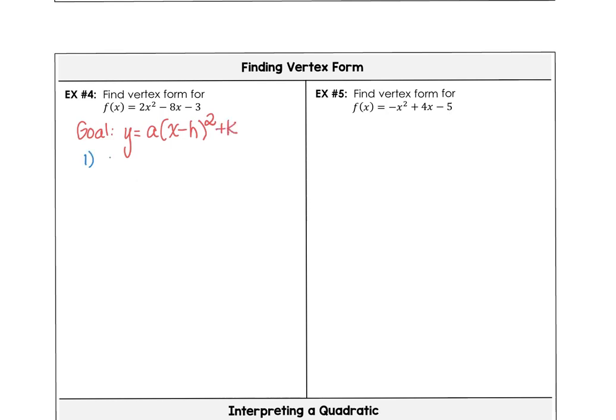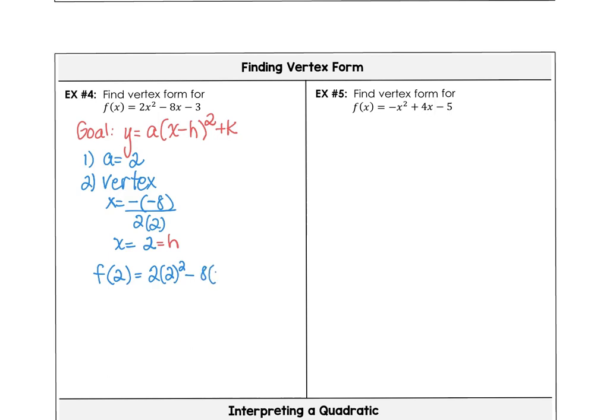So first things first, I know that my a number is 2, and next we need to know what our vertex is. So looking for the vertex, x is the opposite of b divided by 2 times a. So our x coordinate is going to be 2, which is going to turn out to be our h value. And our y coordinate, we'll plug that back in. The f of 2 is 2 times 2 squared, that's 4, minus 8 times 2, that's 16, minus 3. So 8 minus 16 minus 3 would be negative 11.